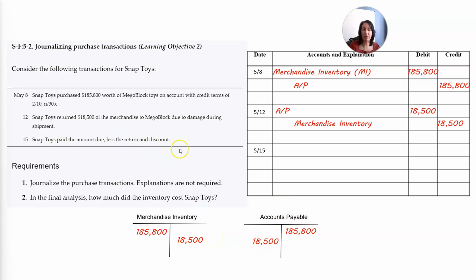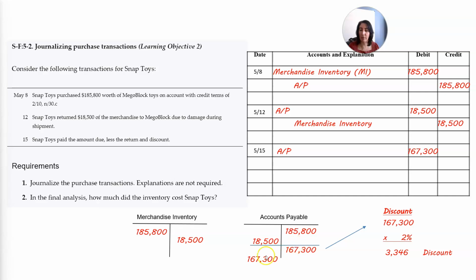And now they paid the amount due less the return and the discount. Okay, so how much do we owe? Right now we owe $167,300, but we are eligible for a 2% discount. So we have to do that side math here. $167,300 at 2%. You've got a $3,346 discount. So you're not going to pay them $167,300. We're going to pay them $167,300 minus the discount of $3,346.